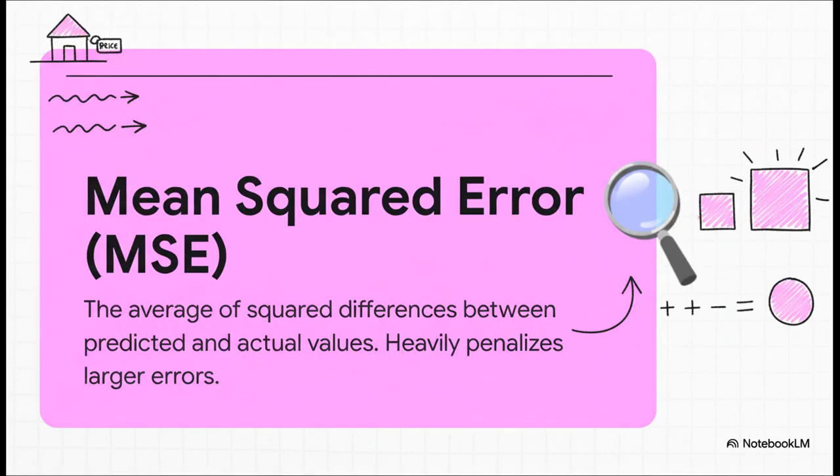So we can steal that exact same logic for our house price problem. For every single prediction, we figure out the error, the difference between what we guessed and the real price. Then we square it. So an error of 20 becomes 400, but an error of 10 is only 100. See? The big mistakes get blown up. And then we just take the average of all those squared errors. That's it. That's mean squared error, or MSE.